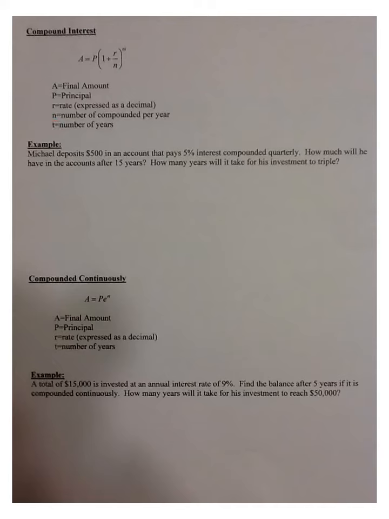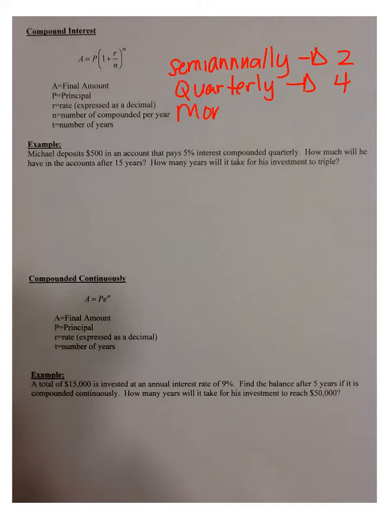N is the number of times it's compounded per year. So if it says semi-annually, that means 2 times. If it says quarterly, that means 4 times. If it says monthly, that means 12 times. And if it says daily, that would be 365. And then the last thing is T. T is time in years, the number of years.